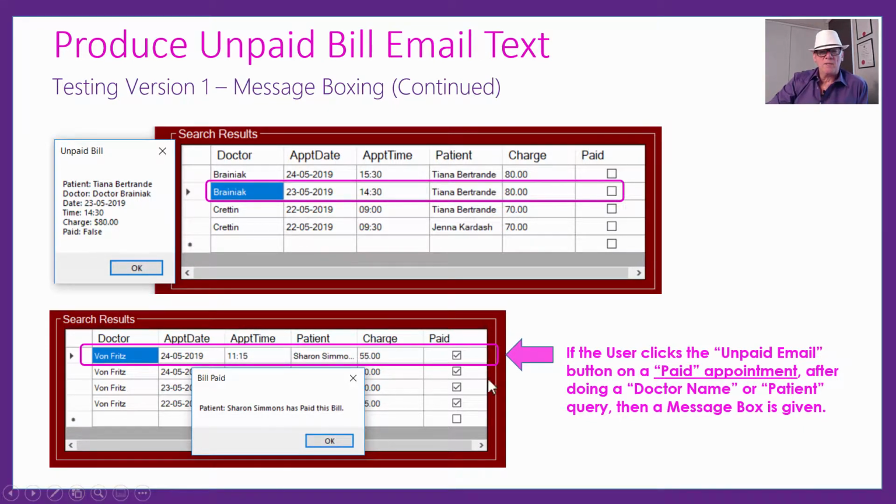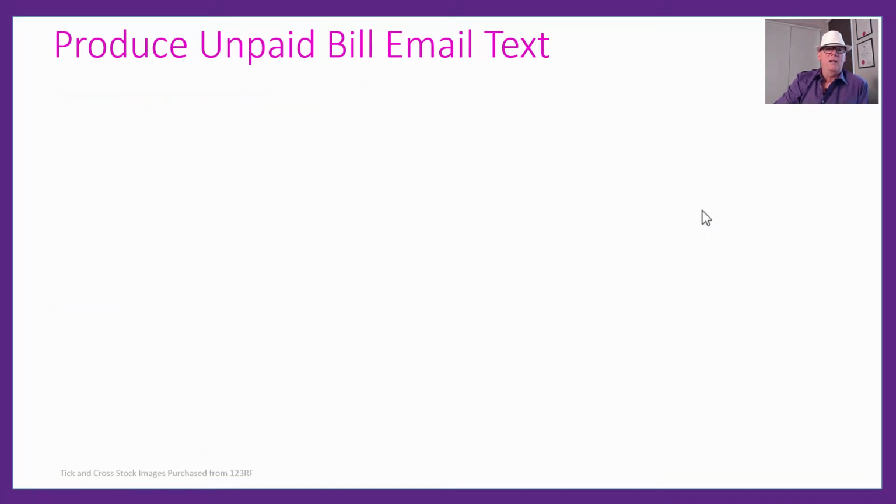What will happen there is, because we had that check to make sure paid is false, if you try and click on someone who has paid their bill, we've got coding in there which will just tell you, no, Sharon Simmons here has paid this bill, so it's not going to list anything out for her because that is good, it's all been paid for. All right, so that's kind of the end of the version 1 code.